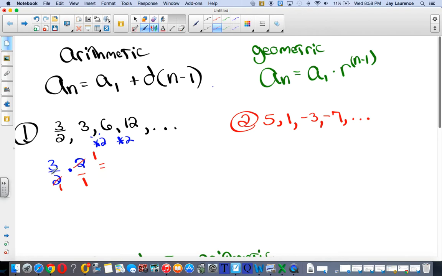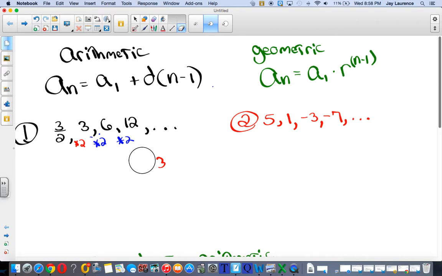And when I multiply, I get 3 times 1 is 3, and the denominator's 1, and that simplifies to 3. So it looks like it's definitely geometric. Everything is being doubled, and that means that R is 2. Now remember, if I was dividing by 2, R would be 1/2, right? If I'm multiplying by 3, R is 3, but if I'm dividing by 3, R is 1/3.